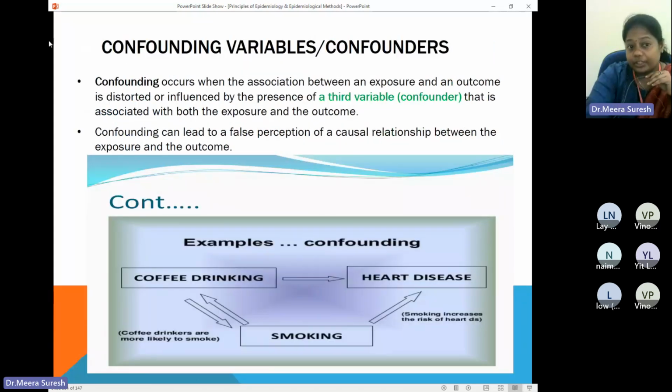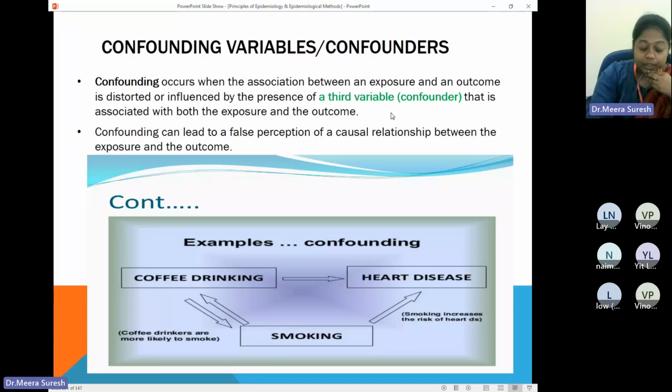Now we go to the second one, which I told you, confounding variables or confounders, which is a third factor, unknown to us, but creeping in the study. Then there are methods to reduce it, but if we are not aware about that, this is going to create an error in our study. So a confounding variable, or we call it a confounder, is a third variable which is associated with the exposure and the outcome and influences both of them, and we are not aware of it.